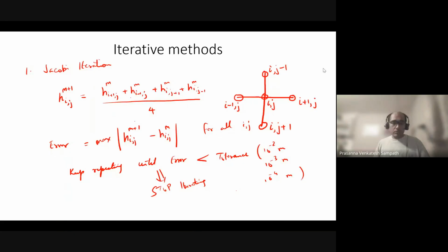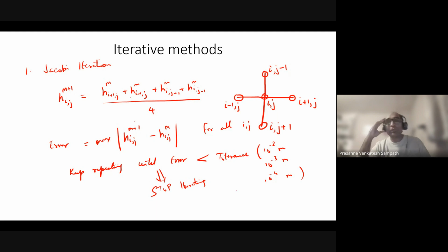Okay, so let us get started. In the last class, we spoke about some iterative methods to solve the Laplace equation. We discussed the Jacobi iteration method. Just quickly, we'll go over it.